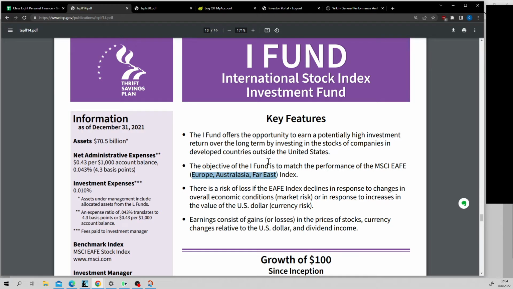One of them is the U.S., obviously, but that's not considered international. Really, it should call it foreign, rather than international, because the U.S. is a nation. But you get the idea. The other one is Canada. There is no Canada in the I fund.